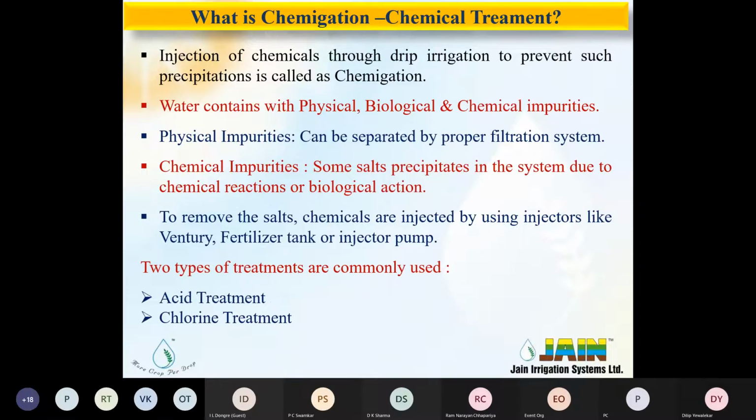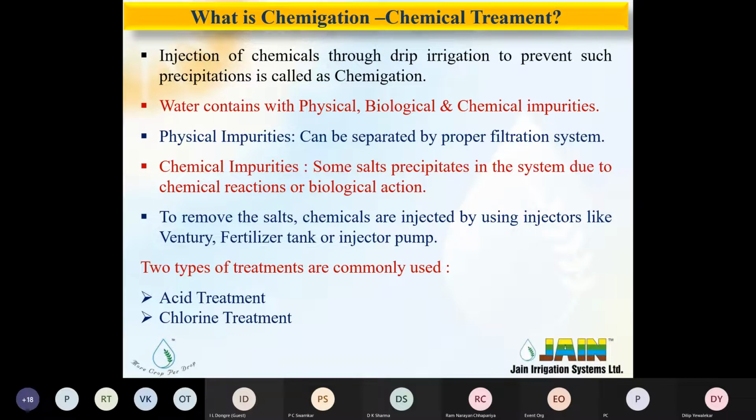Then chemical treatment: the injection of chemical through the drip irrigation system to prevent precipitation. This is chemigation, or chemical treatment. Water contains physical, biological and chemical impurities. Physical impurities can be separated by providing a proper filtration system, whereas chemical impurities require chemical treatment, mainly acid treatment. This treatment can be provided with the help of a Venturi, fertilizer tank and injector pump that I am going to show you in the next video.